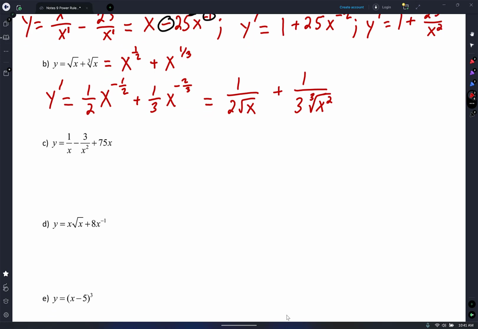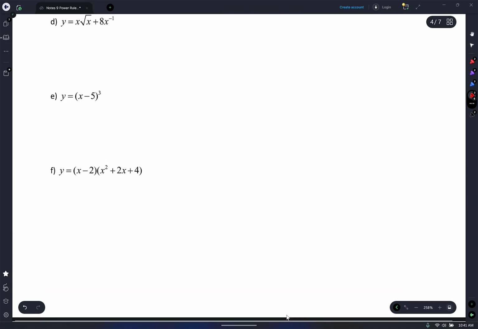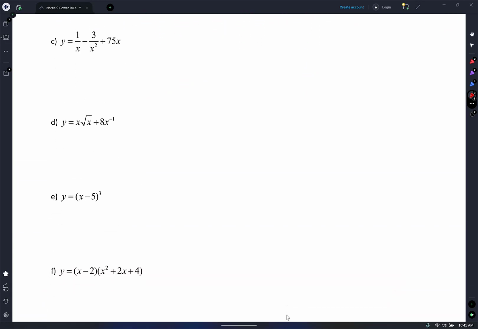All right, guys, let's keep going. We still got 3 more. Actually, 4 more. These are the last ones that we're going to do. Letter C. Here we go, guys. I cannot take a derivative just yet. I mean, you can, but let's fix this so we can use the power rule. So here we go. I'm going to bring that x up. When I do that, that's going to be what?